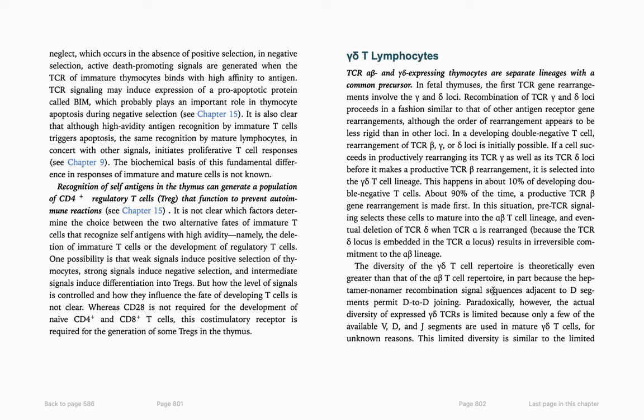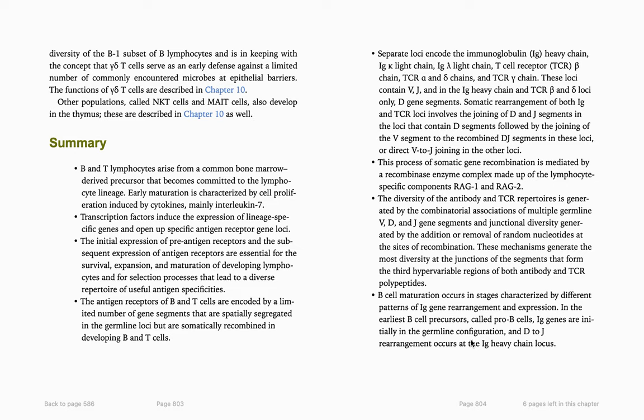The diversity of the gamma-delta T-cell repertoire is theoretically even greater than that of the alpha-beta T-cell repertoire, in part because heptamers, the combination signal sequences adjacent to D segments, permit D to D joining. Paradoxically, however, the actual diversity of expression of gamma-delta T-cell receptor is limited because only a few of the available V, D, and J segments are used in mature gamma-delta T cells.